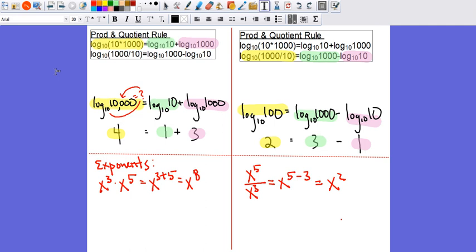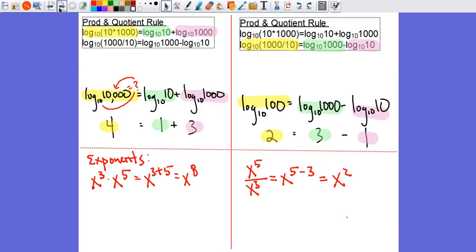The first thing we're going to do is review from last Wednesday, which has to do with the product and quotient rule. Basically, anytime you see a multiply, you think add. Anytime you see a division, you think subtraction, and that basically summarizes what we did on Wednesday.